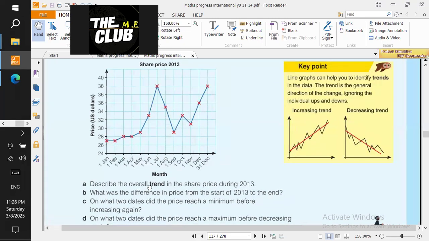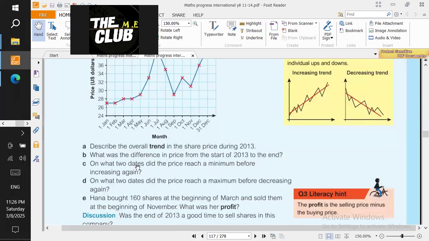Here, describe the overall trend during 2013. The overall, it means the beginning and the end. So from here till here, it's increasing trend. What was the difference in price from the start of 2013 to the end? This is the start, which is 27, and the end was 38. So you subtract them. 38 minus 27, it's gonna be 11, right? 11 US dollars.